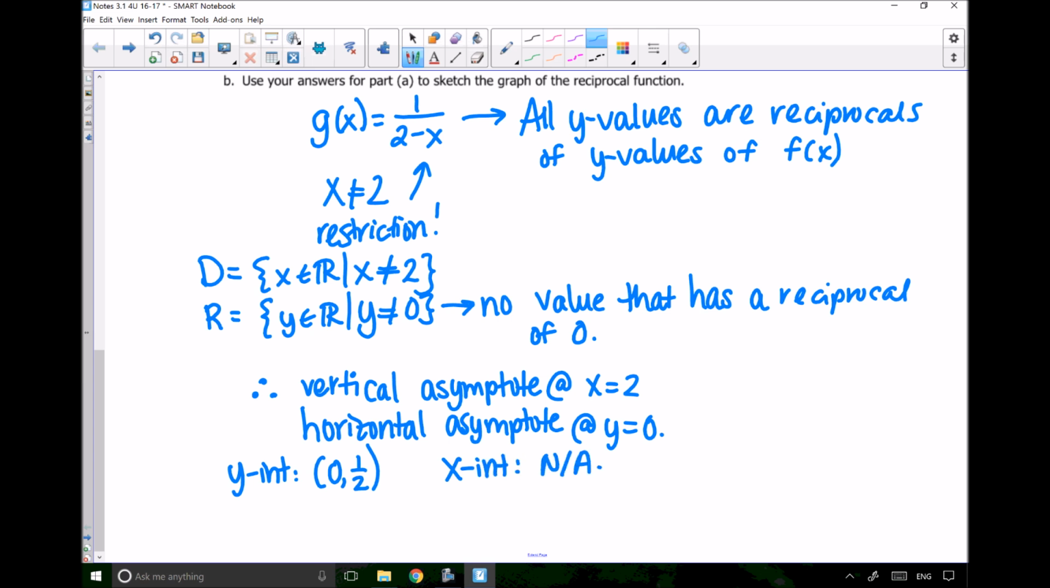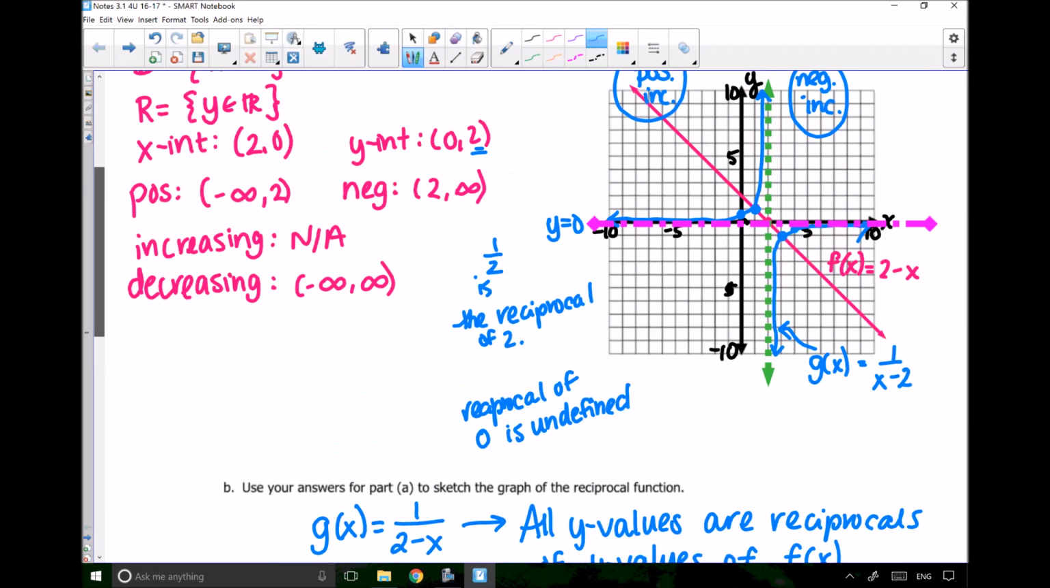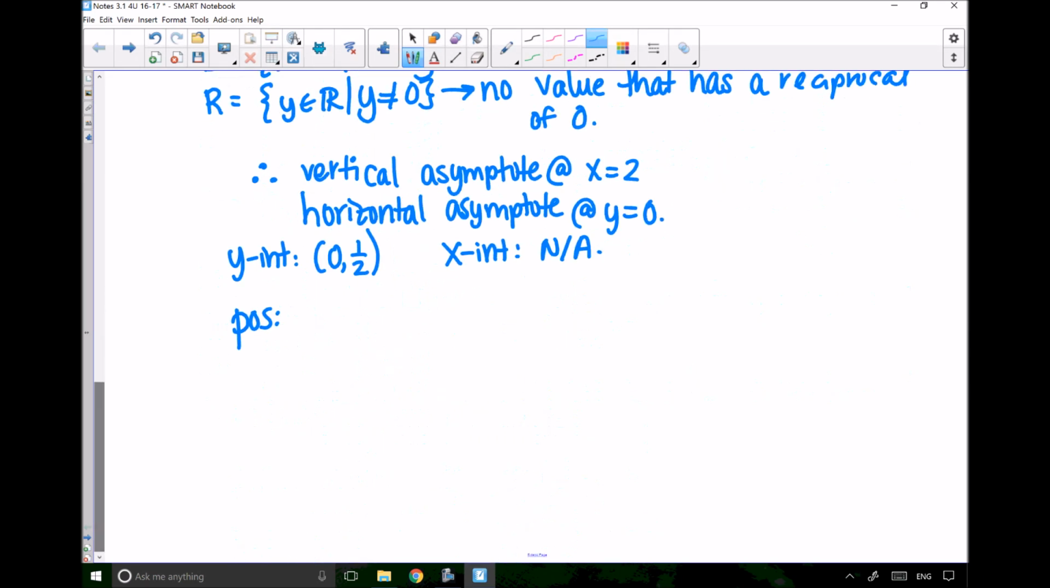Okay. Our positive and negative intervals are exactly the same. So in our original function, our positive interval was from -infinity to 2. So our positive interval for this is also -infinity to 2. And our negative interval is going to be from 2 to infinity.